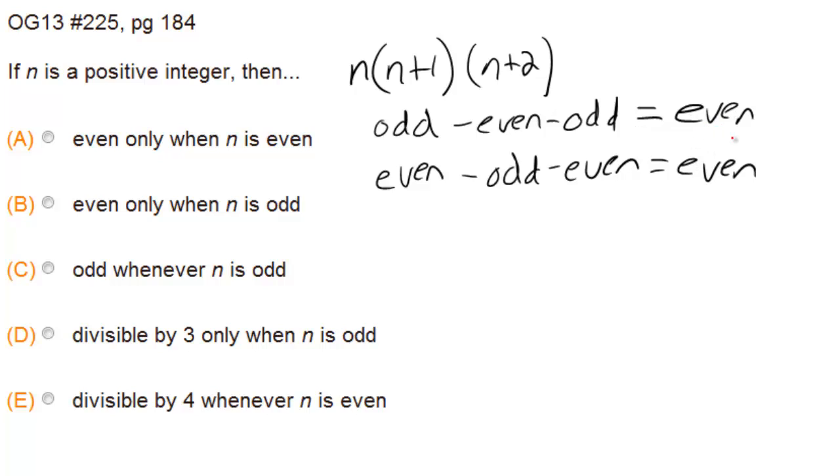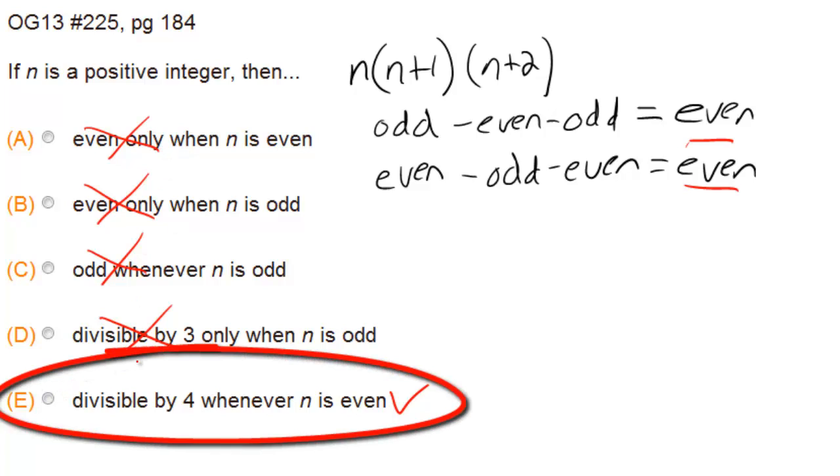Okay, so if it's always even, then that means "even only" is no good. Odd, well, it's never odd. Divisible by 3, well, even numbers are not really divisible by 3, only sometimes they are, every other time. So really, divisible by 4, yes, when n is even. So in this case, we're not completely sure that everything is divisible by 4. We are completely sure that everything is divisible by 2. But at this point, we know enough to eliminate all A, B, C, and D, so we just choose answer choice E as the final answer.